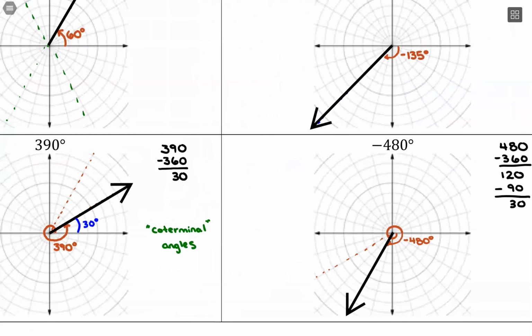So with these, it's just a matter of getting the direction correct and then thinking in terms of these increments that we talked about in terms of 45s, 30s, and 60s.